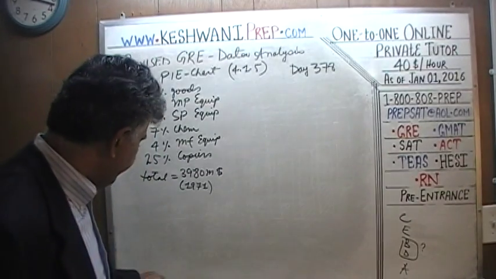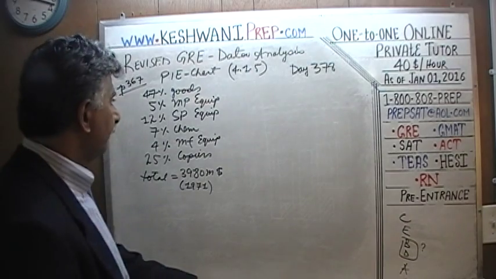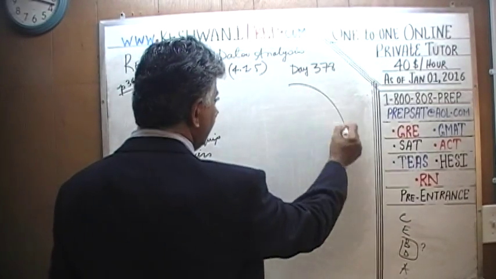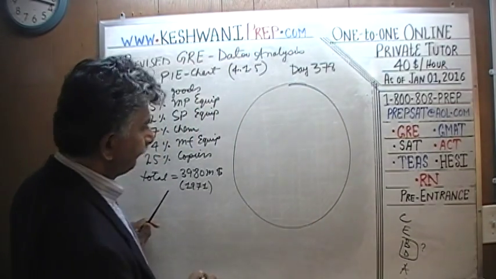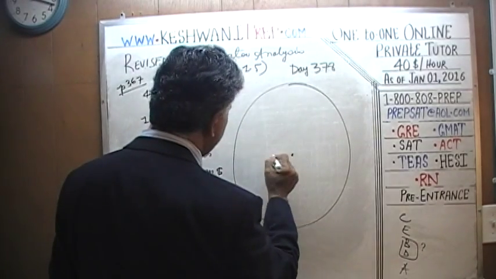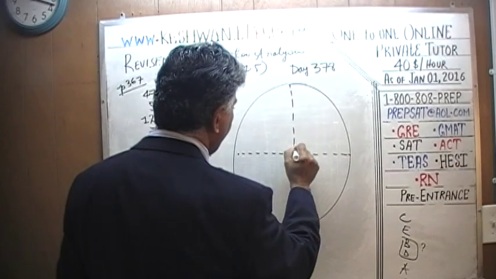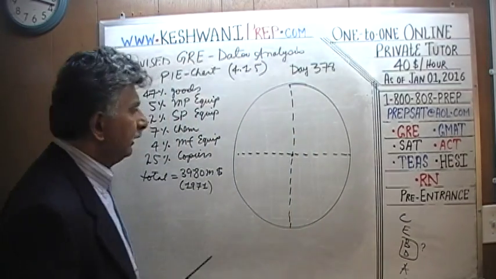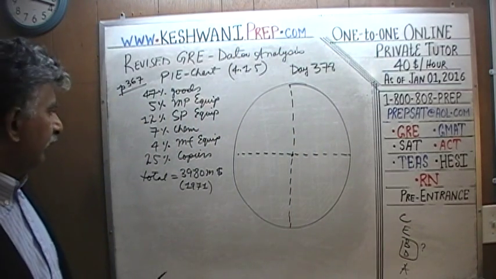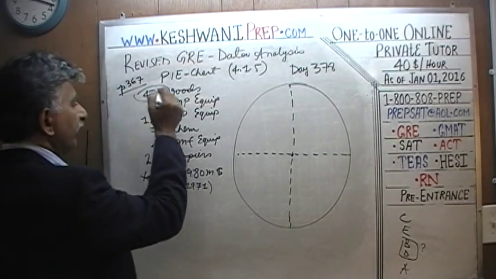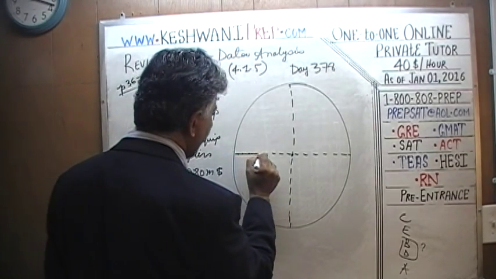So let's do this, shall we? Let's see how it goes. So here's your first, we have a nice circle. Voila. There's a center. Break it up into four equal parts, makes it easier. There we go. Now we know that each slice is approximately 25%. Let's begin with this one, 47%. So 47%, this is 25.